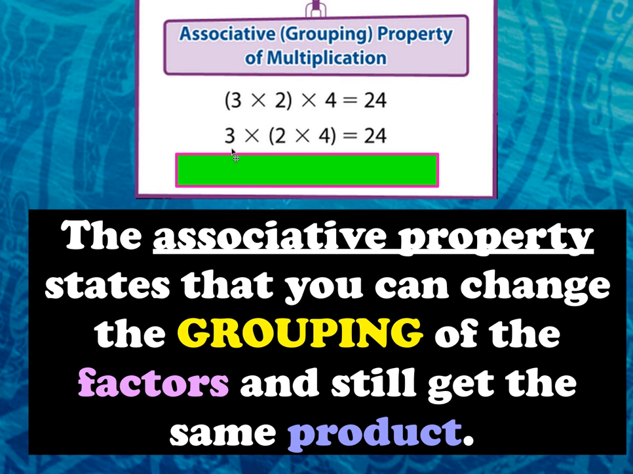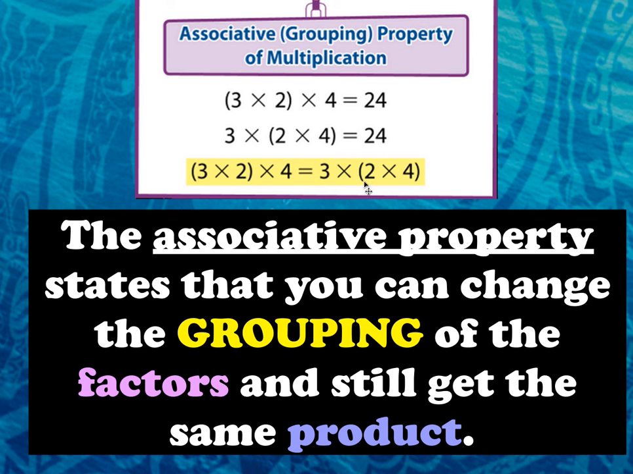Now, what about this? We've got 3 times 2 times 4, but now, what's 2 times 4? 2 times 4 is 8. So 8 times 3 still equals 24. So they are the same. 3 times 2 times 4 is equal to 3 times 2 times 4. So the associative property is that the grouping does not change the answer.